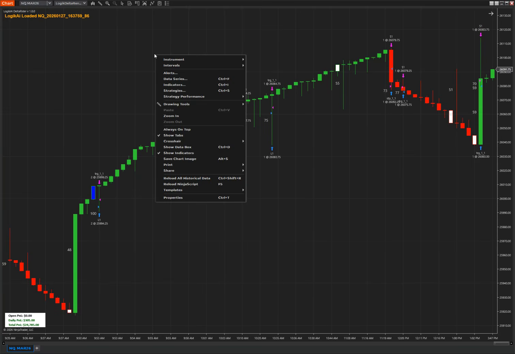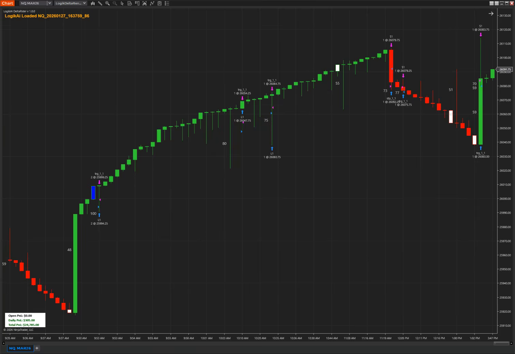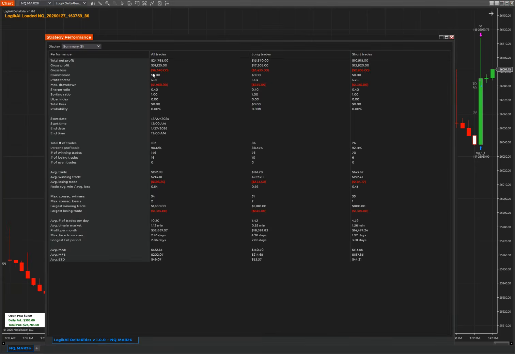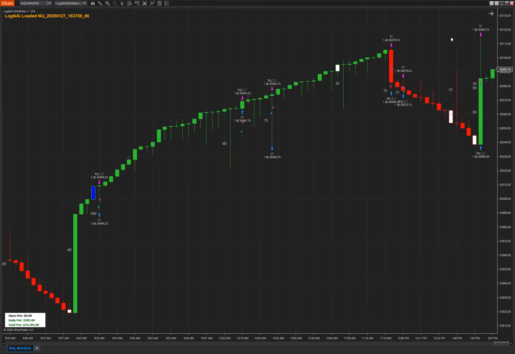Okay, and now you see the total gain is 24,000. Now, of course, it's going to be more because we're putting more money into the market. But you see that brought our profit factor, by position sizing, our profit factor went up even higher, 4.91. So that is what this AI component could do: take a potentially good strategy and make it even better.